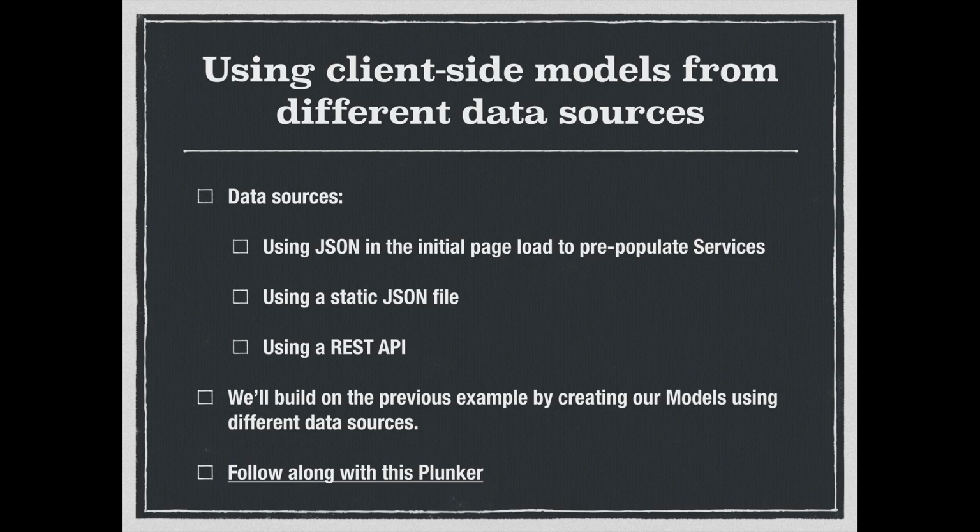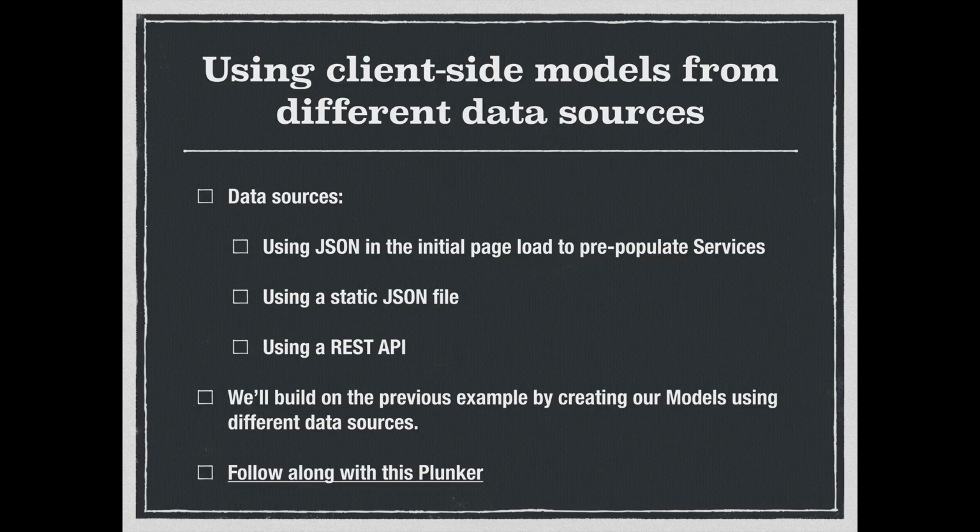So what are the different types of data sources that we can have to define our models? We can use JSON in the initial page load to pre-populate these services. So maybe you have an app and you don't necessarily want to make a call to the web server before anything loads on your page. You don't want to have to wait for that to get done. So sometimes you might want to include your model definition just inside your initial page load.